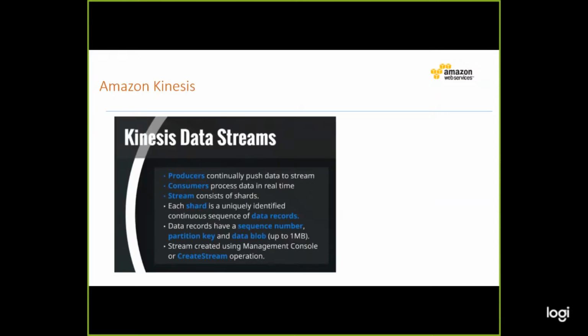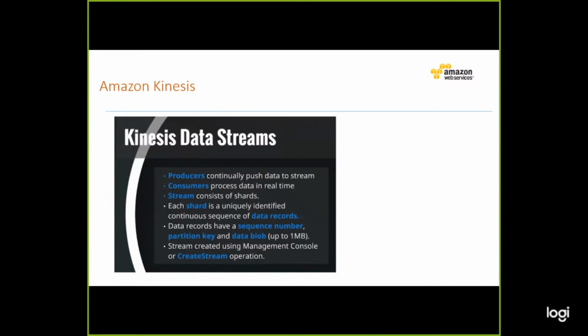Now you're going to have a producer and a consumer stream. All of them have their own role. The producer continually pushes data to the stream. The consumer processes the data in real time. The stream consists of shards. Each shard is uniquely identified by data records. The data can have a sequence number and a partition key to save it, up to 1 MB.